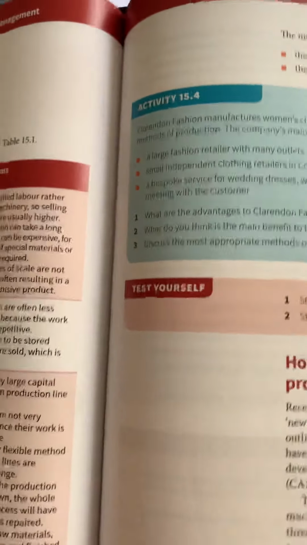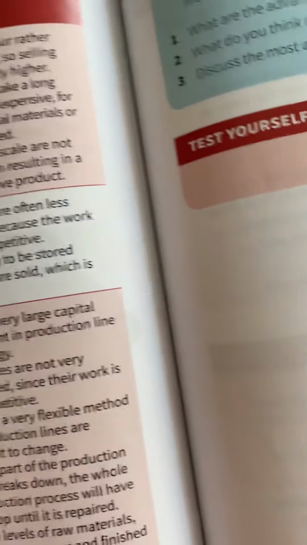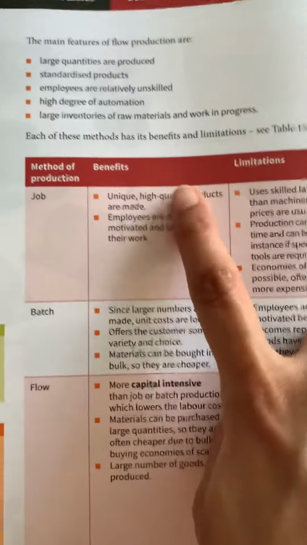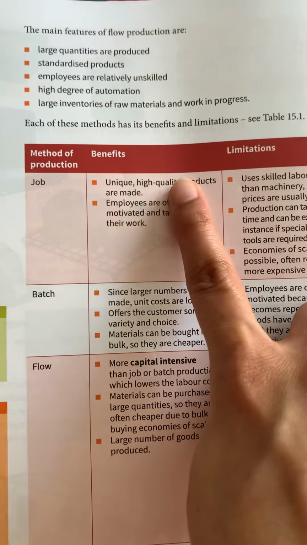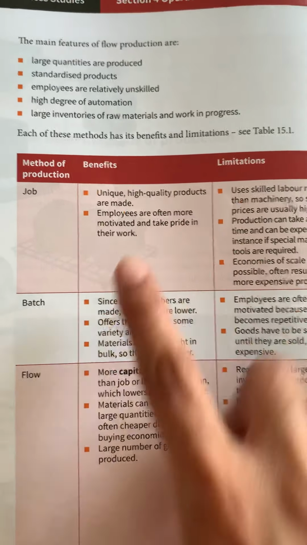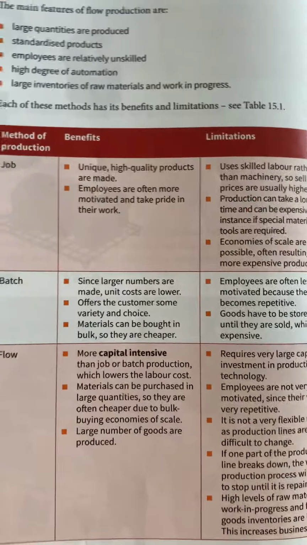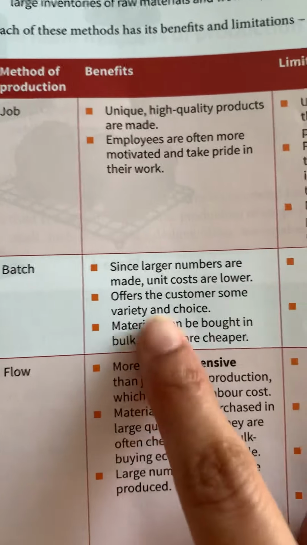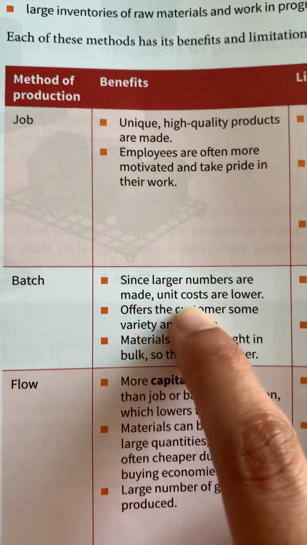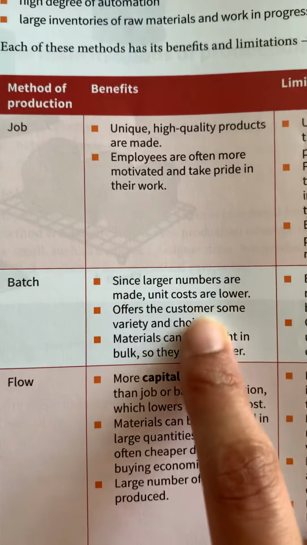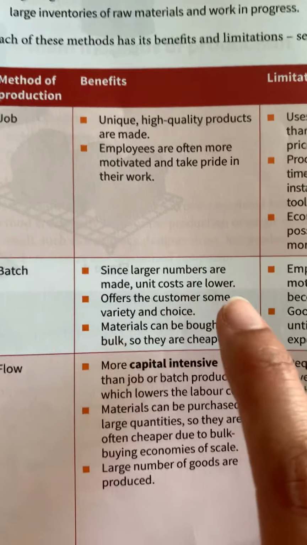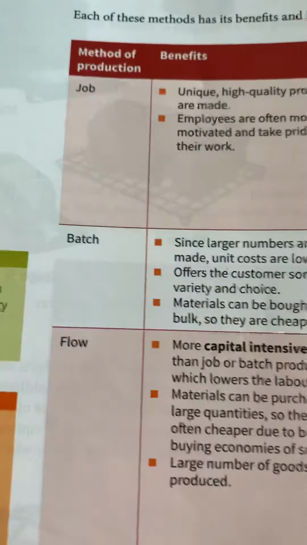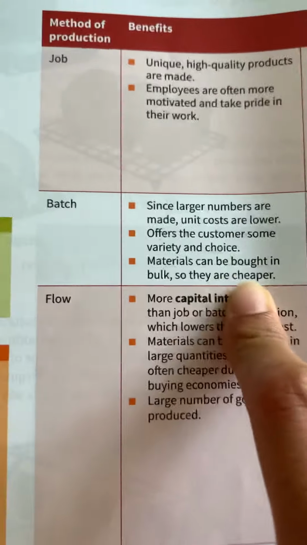Now we will see the benefits and limitations. In job production, the product is often unique and high quality. The employees are often more motivated because every time the product they are making is different, so they don't get bored. Batch: a large number is made at one time, so unit costs are lower. It offers customers some variety because every batch might be different. And they can buy the material in bulk, and this will become cheaper.